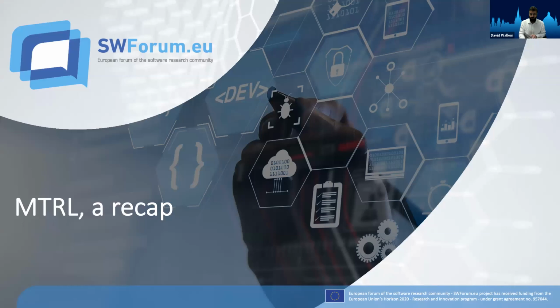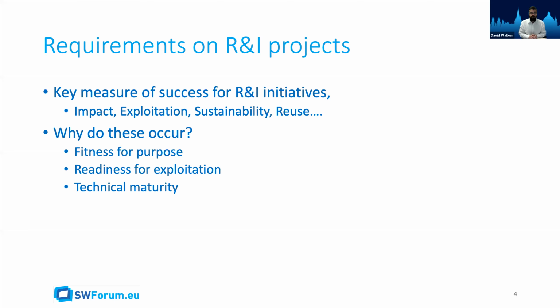So MTRL, a recap. When we think about our requirements on research and innovation projects, there are a number of different criteria or measures of success that we have to think about. But key amongst these are, of course, outcomes that may occur after the end of the project. You know, impact, exploitation, sustainability, and possibly reuse. And these are all things that are founded on the project when it was actually in operation, but all occur after the end.